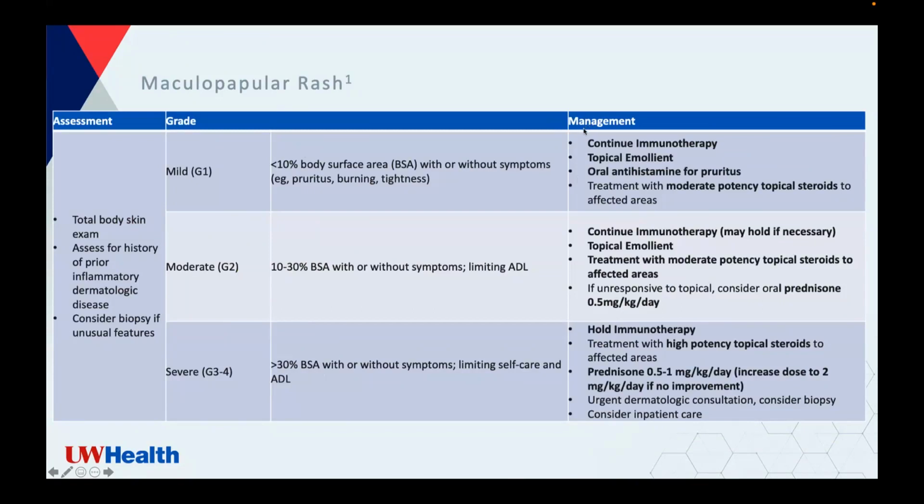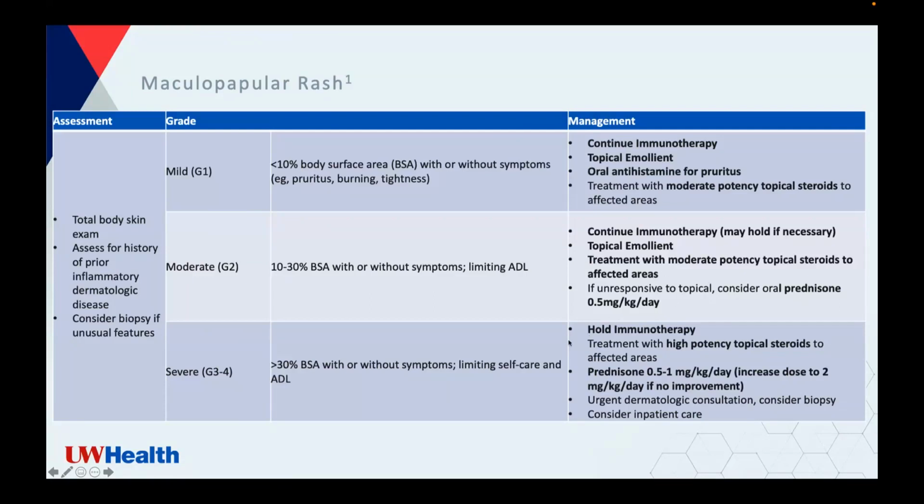We're continuing immunotherapy. We're adding in a topical emollient. If they are having symptoms of itching, we can add in antihistamine. And then we're starting out with a moderate potency topical steroid. As we move up, the rash is covering more of the body, starting to limit activities of daily living. We're still doing the same therapies we started with in G1, but now we're thinking about adding in oral prednisone at 0.5 mg per kg per day if they're unresponsive to the moderate topical steroid.